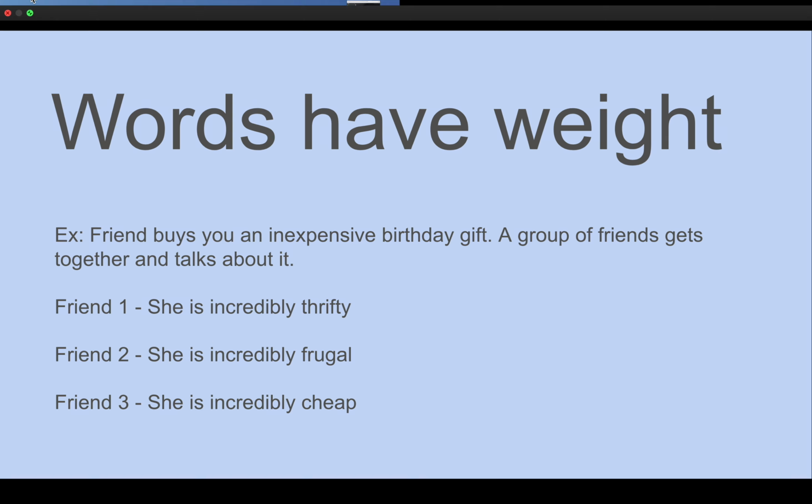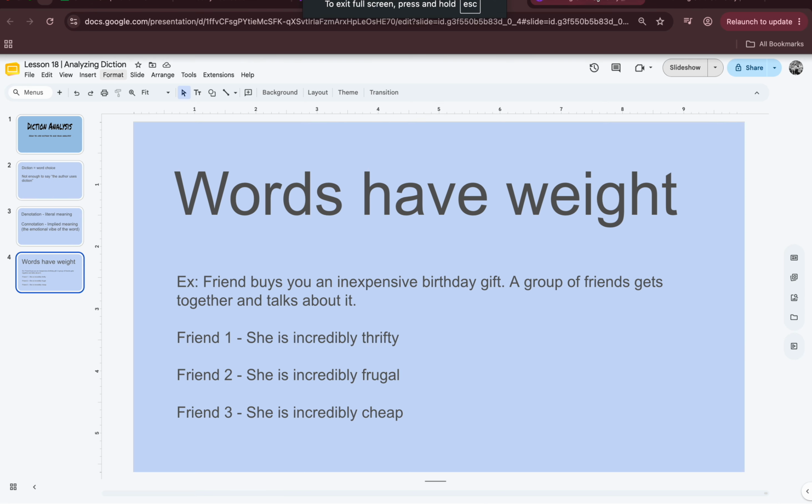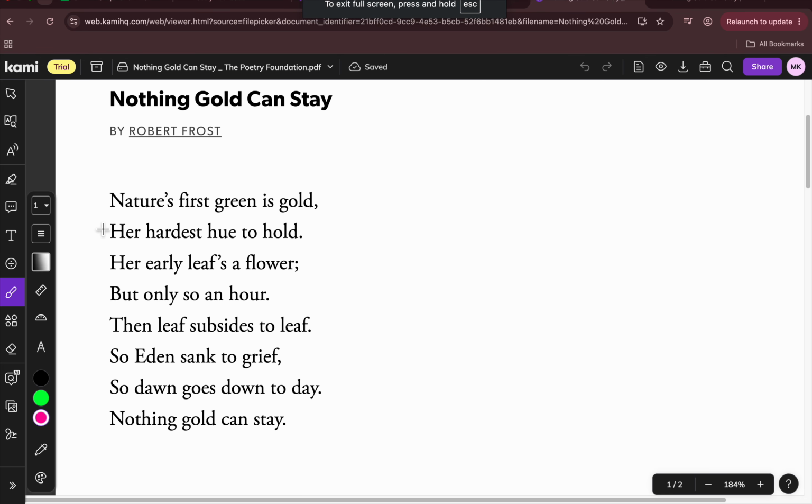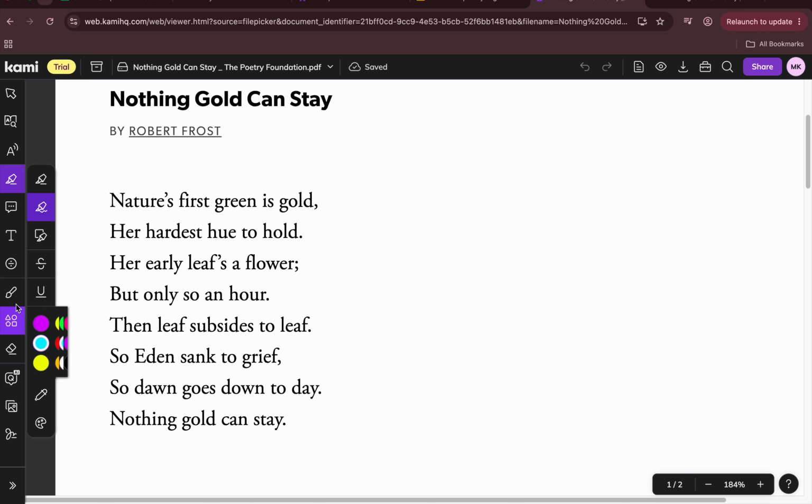So I'm going to show you guys now an example here using Robert Frost's poem, Nothing Gold Can Stay. And we're just going to read it real quick. You should be able to note that it is not necessarily a square, it's more of a rectangle. It is not a sonnet because it's not 14 lines. But there is some form of rhyme scheme, right? You could already tell gold and hold, flower and hour, leaf and grief, and day and stay. So if we wanted to scan through it, we could say A, B, B, C, C, D, D, right? We could do all that.